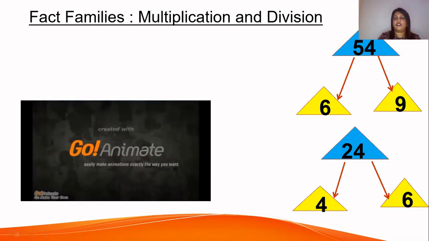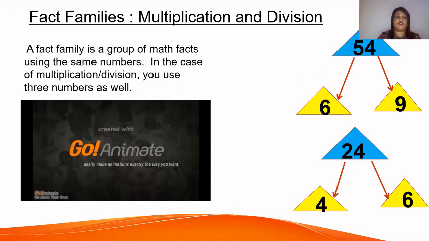Well, that reiterates what I just explained to you here now to get number facts for multiplication and division. So what it's saying is a fact family is a group of math facts using the same numbers. In the case of multiplication and division, you will use these 3 numbers as well. So let's go 54, 6, and 9.